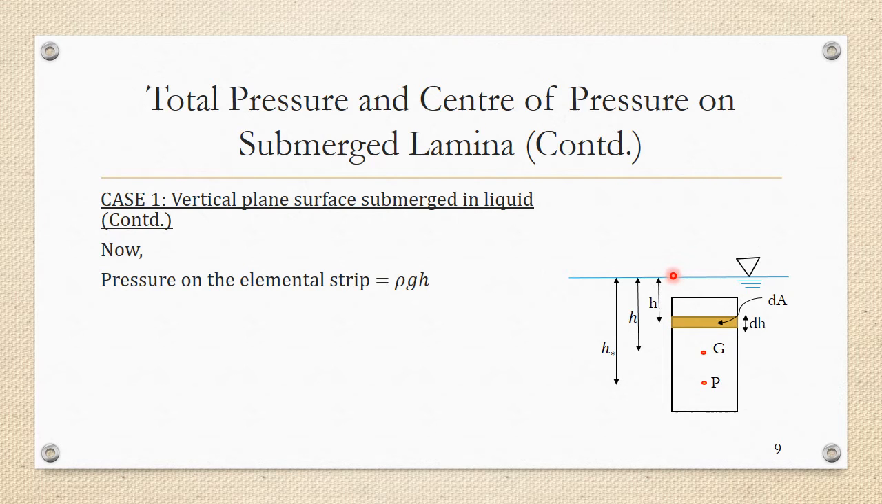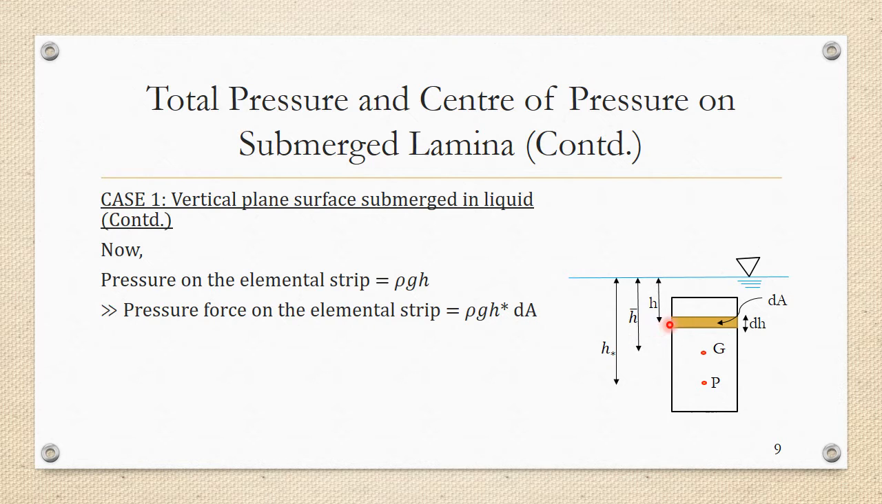Since the free surface is at atmospheric pressure, the pressure on this particular strip is going to be P atmosphere plus rho gh. Since P atmosphere is taken to be equal to 0, the pressure on this particular strip is going to be simply rho gh. If pressure on this elemental strip is rho gh, then the pressure force on this elemental strip is going to be rho gh into the area of the strip, which is dA. So the pressure force acting on the elemental strip would be rho gh into dA.